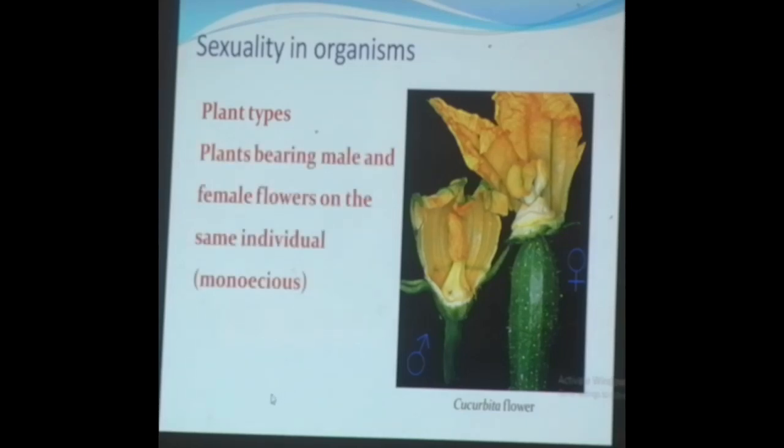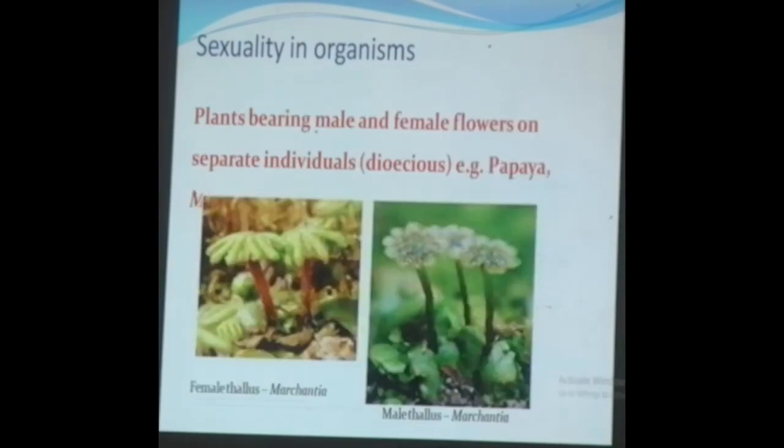That means based on the sexuality of the organism, we categorize plants as monoecious plants and dioecious plants. In the case of the monoecious plant, the plant will be bearing the male flower and female flower separately, but in the same organism. They are named monoecious. The best examples quoted are the Cucurbita family members, and also the coconut, which exhibits the male flower and the female flower. It is called the monoecious condition.